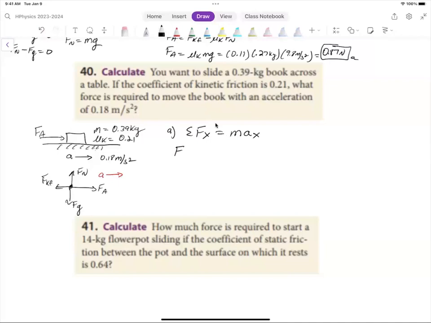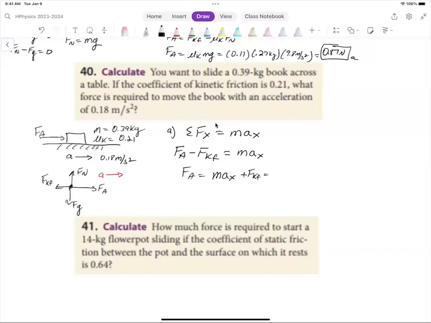I still have two forces in the x direction. Force applied is positive. I subtract the one that's to the left, which is a negative force. Mass times acceleration in the x direction. I have values for mass, I have values for acceleration, but I'm going to leave the symbols there. Once again, I'm trying to solve for force applied. Force applied is equal to mass times acceleration plus force of kinetic friction.